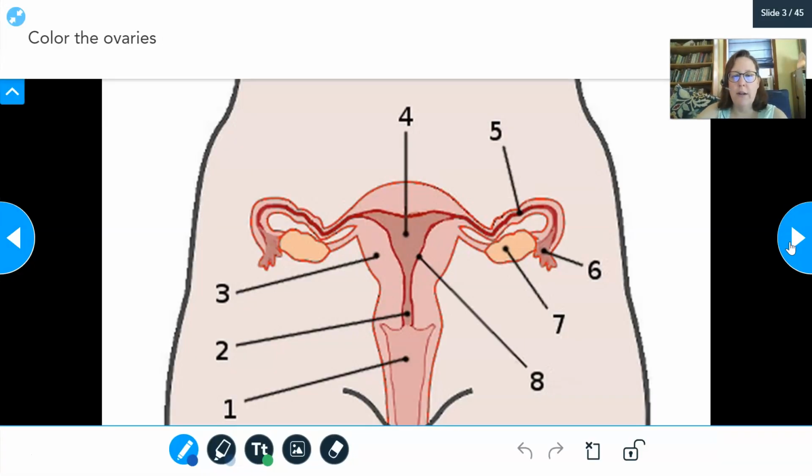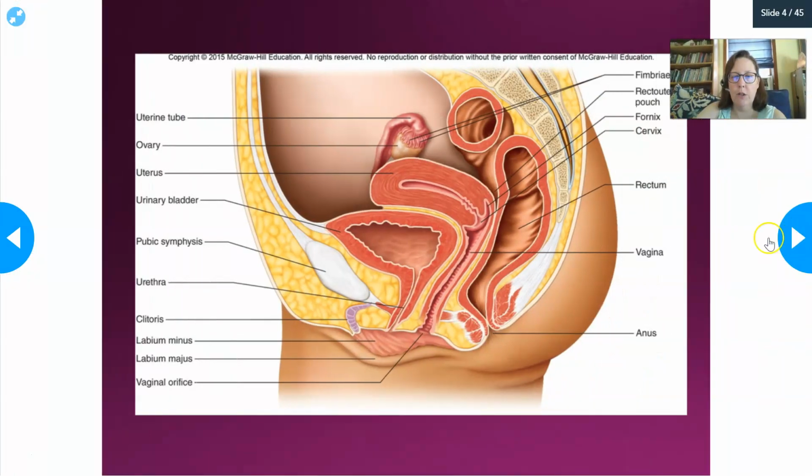Alright, so in this diagram, color the ovaries, and we're going to go over it. This diagram has a side view, as if you cut it down the midline, but it's important to see it that way too. So you have your bladder right here with the urethra and the exit, and then on top of it you have your uterus with the cervix and the vagina, and then here are the fallopian tubes, and here is the ovary.